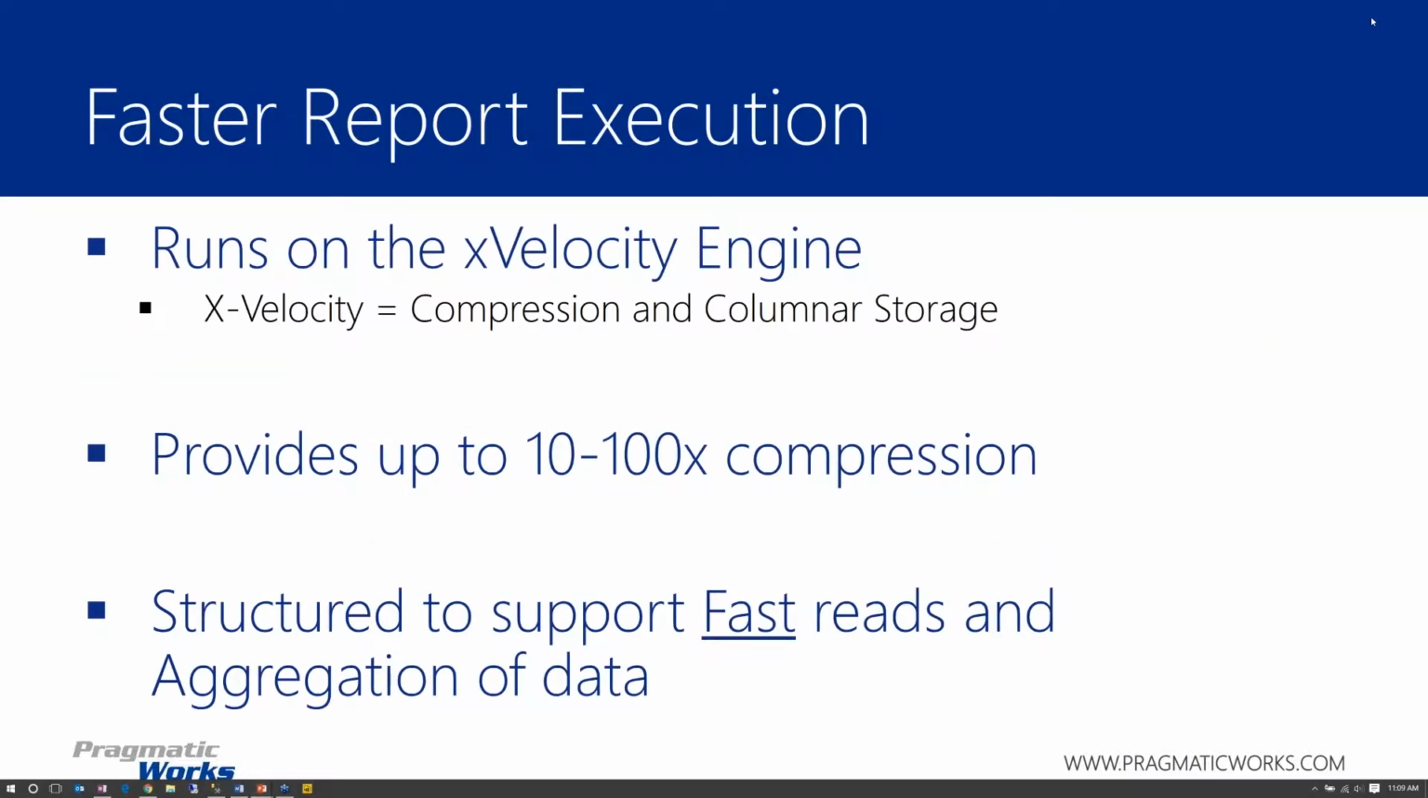And the faster report execution piece of a tabular model comes from the back-end engine that's running these. So all three, even the desktop versions, the Power Pivot within Excel, the Power BI, and the tabular databases are all running on an X-velocity engine. And an X-velocity engine is really just a fancy word for a data engine that is using a lot of compression, and it's storing the data in, you could say, a fancy way of columnar storage. Really all that's to say is it compresses the data down 10 to 100 times compression, which makes reading the data faster, and the columnar storage is structured in a way that's fast for reads and fast for aggregating of data.